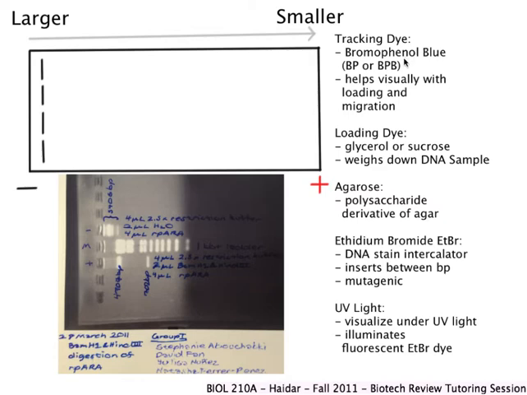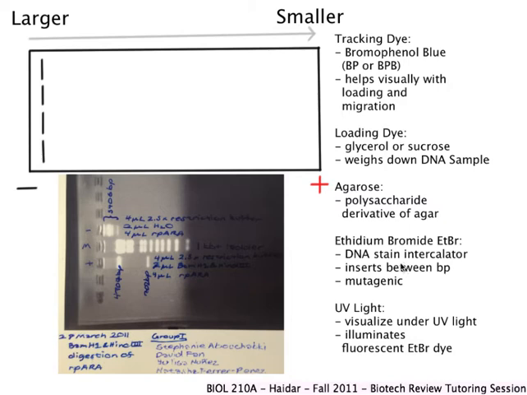There are a couple things that you use. We have a tracking dye. Our tracking dye is bromophenol blue, and this helps you see that, yes, I did load it into the well, and helps you see how far along the migration is going when the electrodes are running, so that you don't accidentally run your sample off the gel. We have our loading dye, which is glycerol or sucrose, and it weighs down the DNA sample, so the DNA will actually stay in that well and not float around.